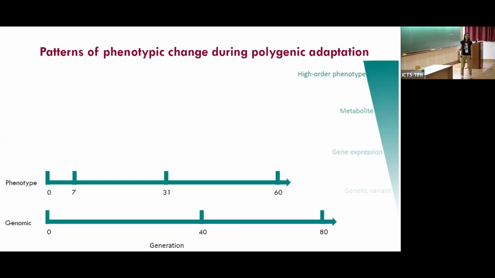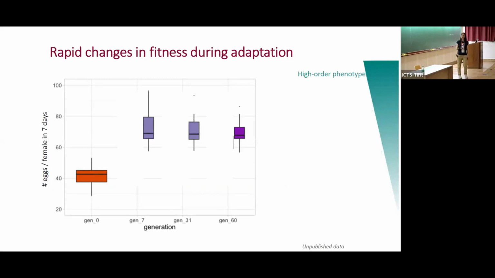So we phenotype our populations at generation 0 before we expose them to any selection pressure, to any new high protein diet. And after 7 and 31 generations of adaptation, we also phenotype them at generation 60. But most of the data that I'm going to present belongs to this 31st generation of adaptation. So we will start with a high order phenotype.